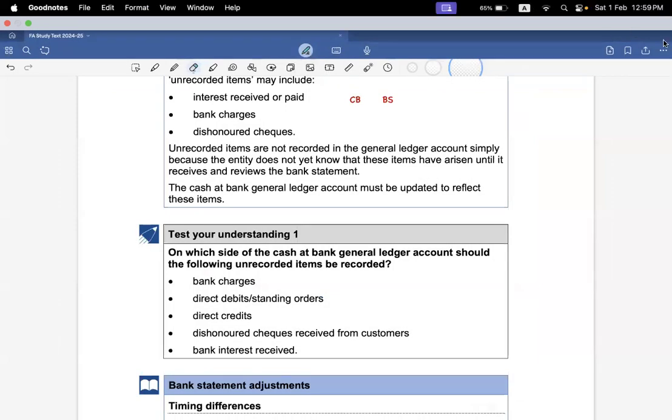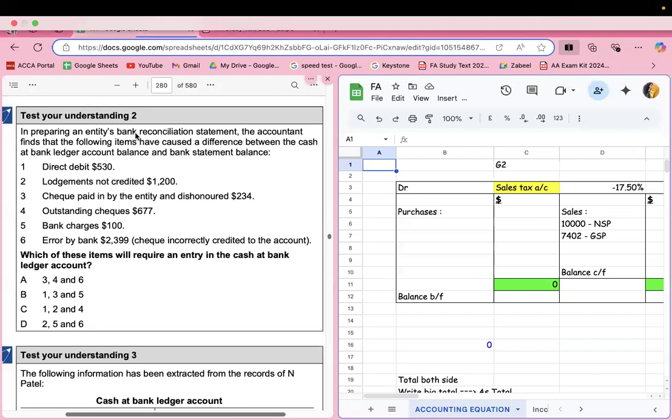To do TYU 2, all right? In preparing an entity's bank reconciliation statement, the accountant finds that the following items have caused a difference between the cash at bank ledger account and the bank statement balance. So what is the requirement? Which of these items will require an entry in the bank ledger account?